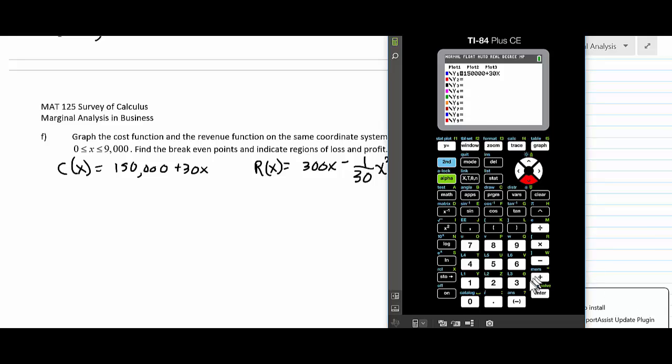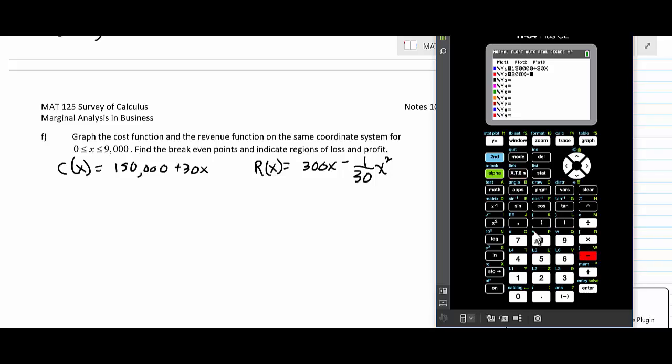Now the revenue, you're going to go 300 times x, and then be sure when you put this 1/30th in that you have it in parentheses, because if you don't do that, it'll mess everything up. So just general rule of thumb, fractions need to go in parentheses, then you can put in the x squared. What is the graph of that going to look like? It's an x squared. It's a parabola going downward. There's a minus in front of that, like that.